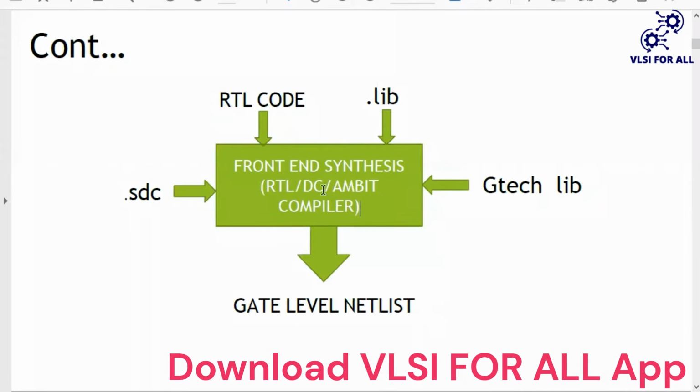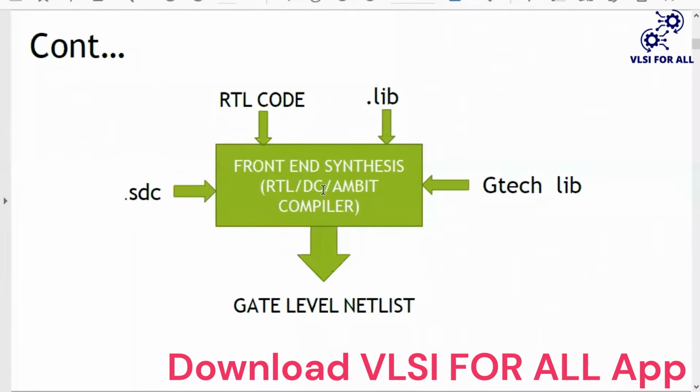Now here, how to generate the gate level netlist. The requirement is that first we need to get the gate level netlist. The PD input is the main netlist, which is the gate level netlist. How are we able to find it? What are the requirements?